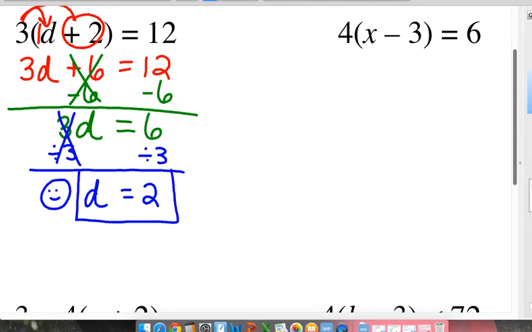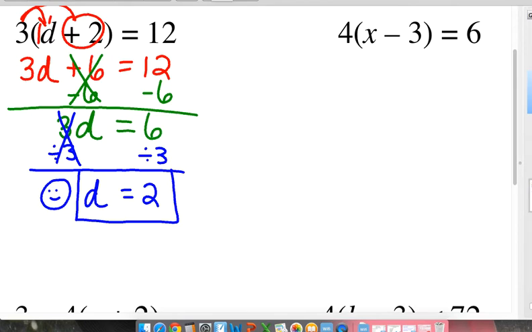Now earlier in the directions it said to check your answer. We can do that relatively quickly. Go back up to the original problem, and where you see a d, if you put a 2 there, 2 plus 2 is 4, and 3 times 4 is in fact 12. That actually does work. So I checked my answer. Perfect. Good. Let's move on to the next one.